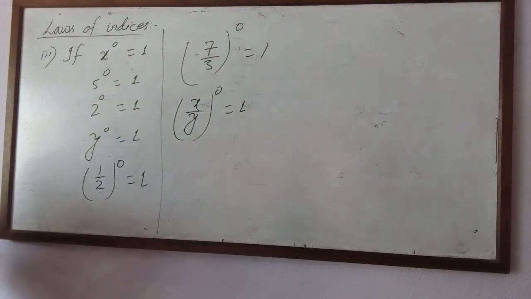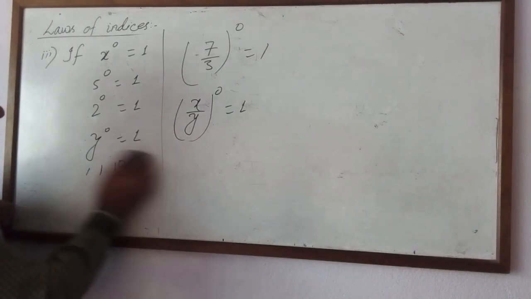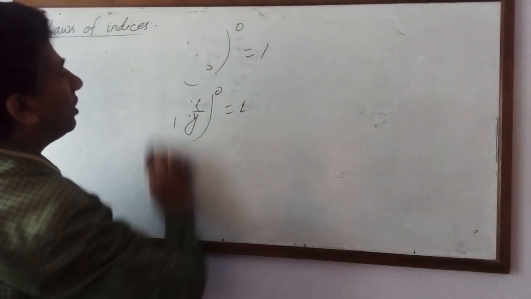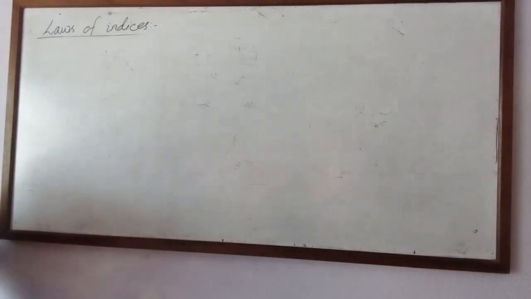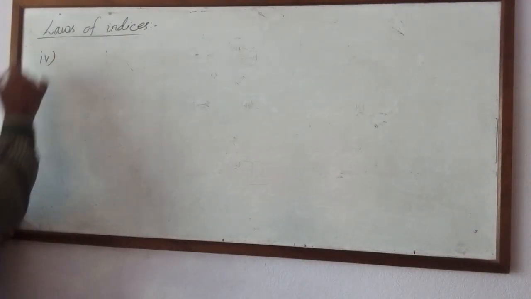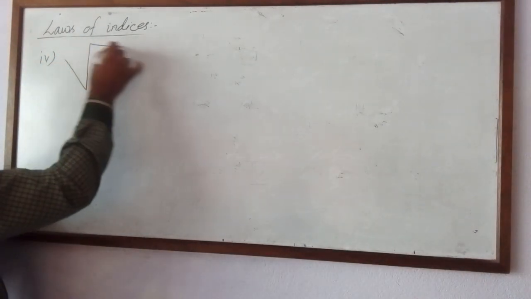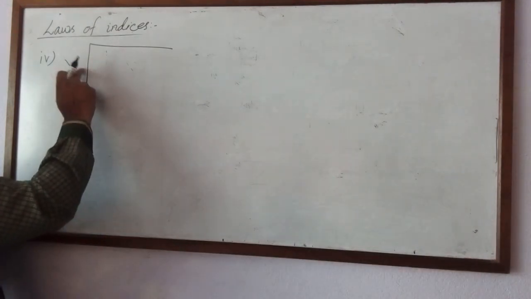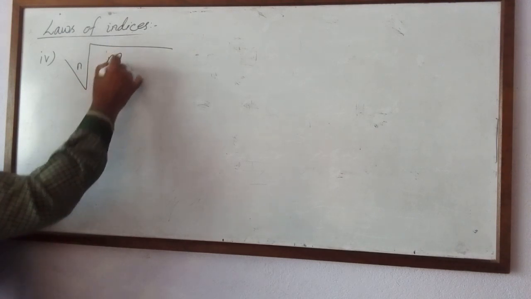Now next, number 4, the fourth rule I'll explain. That is also very important. This is related to the radical sign. The name of this sign is the radical sign. If there is nothing, then here is 2. Okay, I'll write here n. Here is x power m.